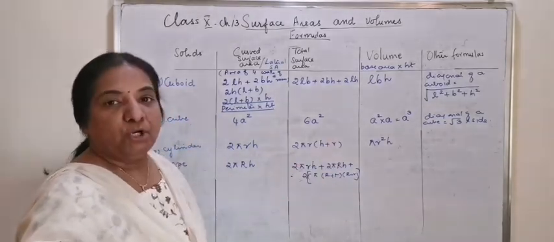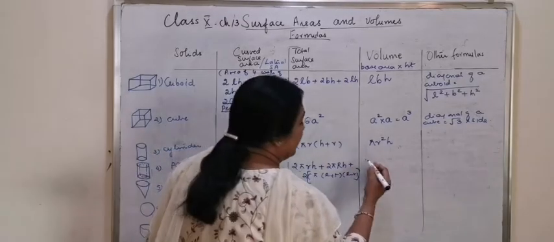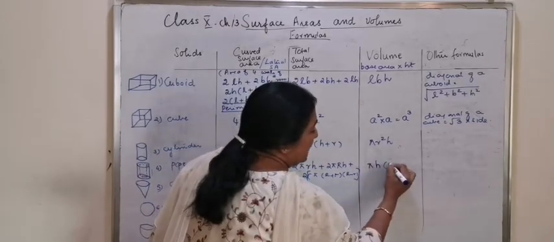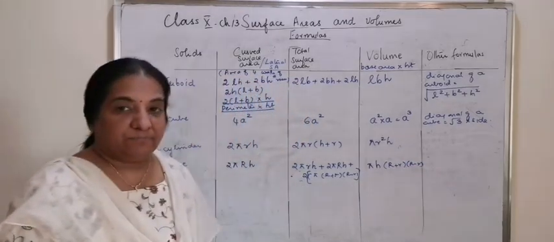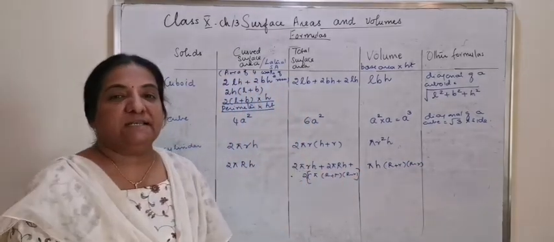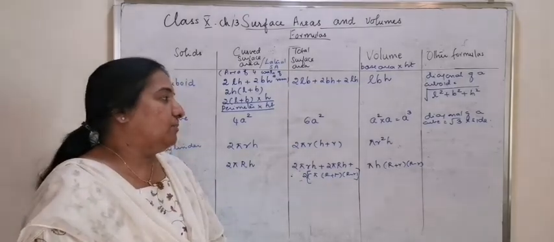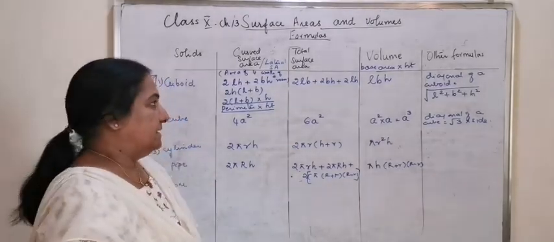Then the volume of a cylindrical pipe will be pi h into (R plus r) into (R minus r). In the same way, it is the volume of the outer cylinder minus the volume of the inner cylinder.